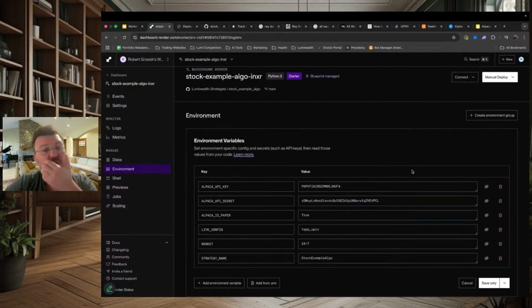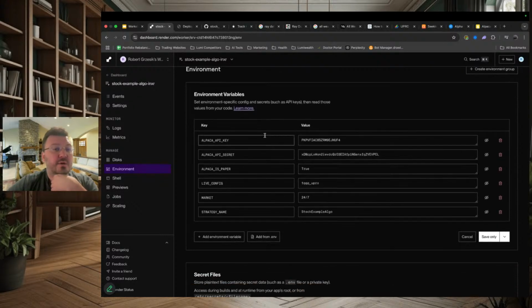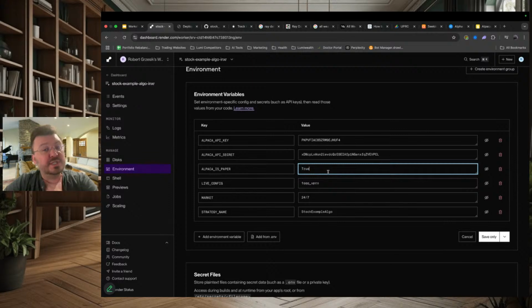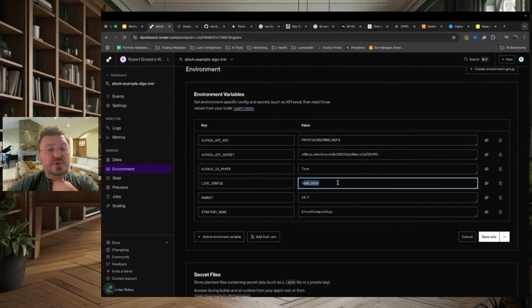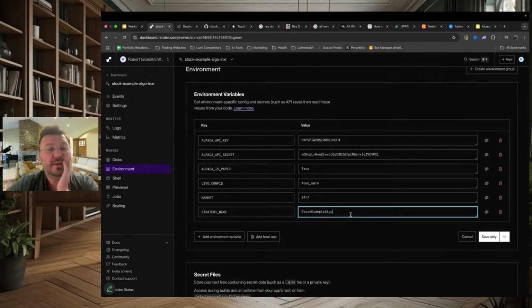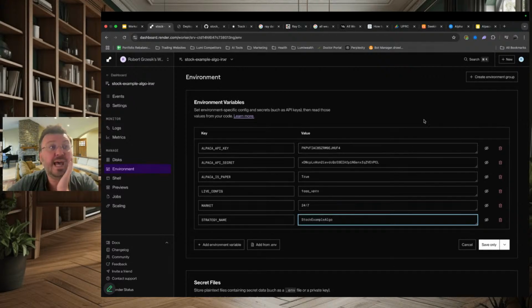So it basically looks like this. We have everything filled out. I filled out my API key, my secret, my is paper. In this case, this is for paper trading. If you want to make this with real money, you just simply change this to false. So is it paper? True. If paper is false, then it's real money. Then we have our live config. I chose to run this version of it. Market 24/7 so that we can still see trades even when the market's closed, and then our strategy name, which you don't have to change. That is everything. Once you have filled that in, easy peasy.